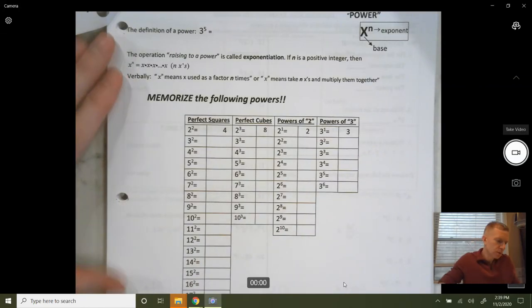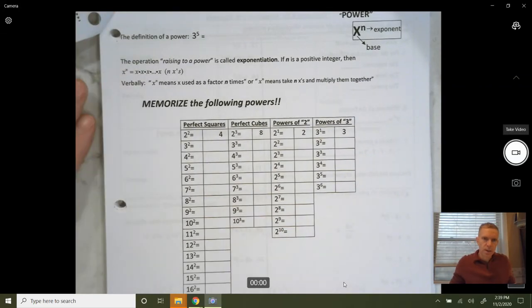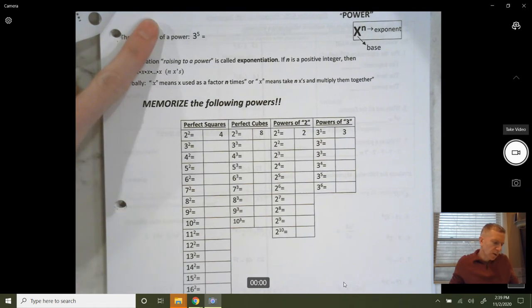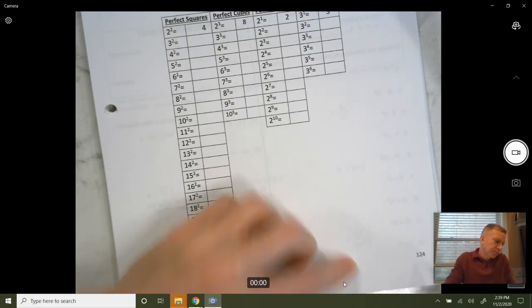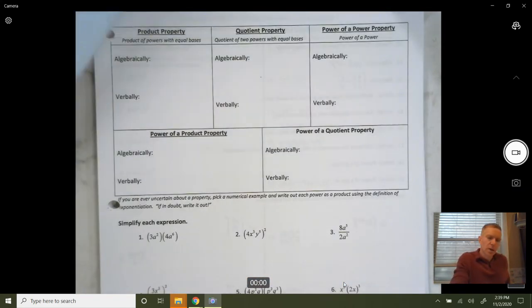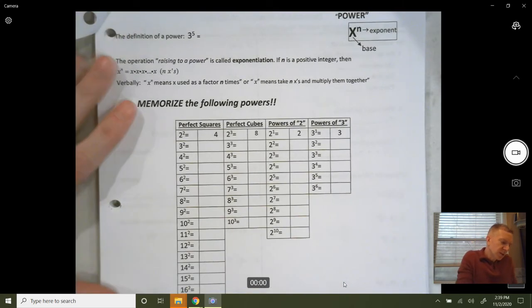All right. So here's what we're going to talk about today. Definition of a power. And then we're going to talk about where I'm on page 124, 124 of your packet. Okay, and then we're going to talk about the properties of exponentiation. Okay. The definition of a power.